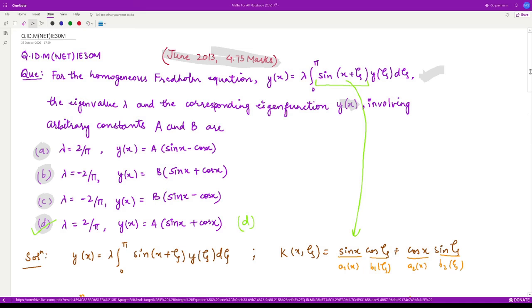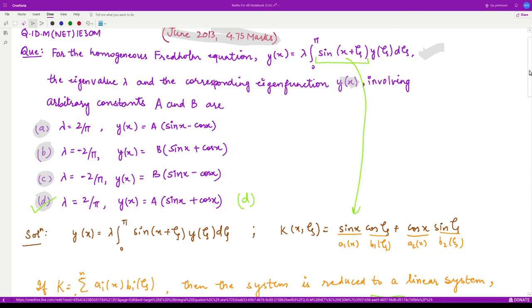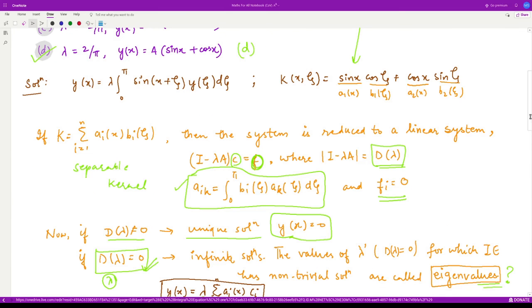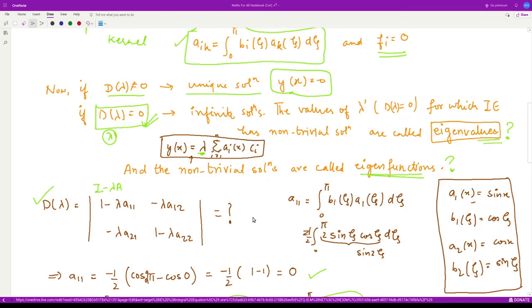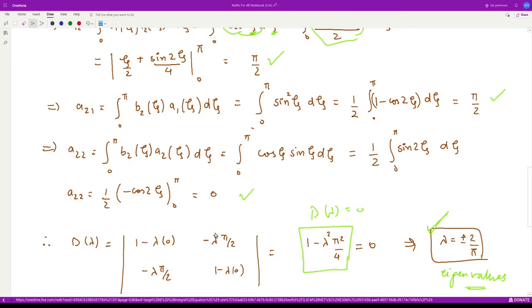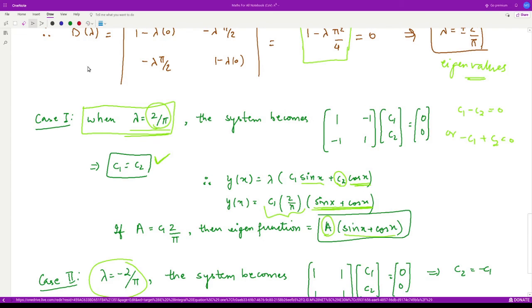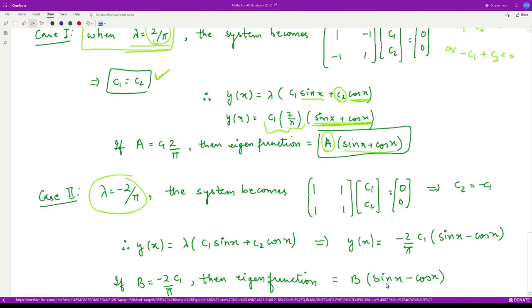Let us look at the second eigenvalue. Let us apply the same procedure to calculate the eigenfunctions. So when lambda is equal to minus 2 upon pi, in that case the system becomes 1, 1, 1 and 1. So we'll substitute lambda is equal to minus 2 upon pi into this system over here. So 1, 1, 1, 1 into C1, C2 is equal to 0, 0.